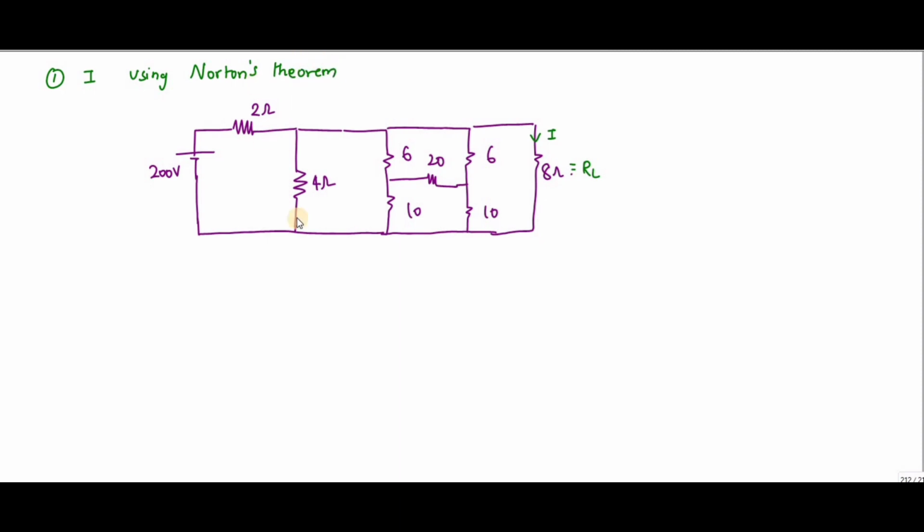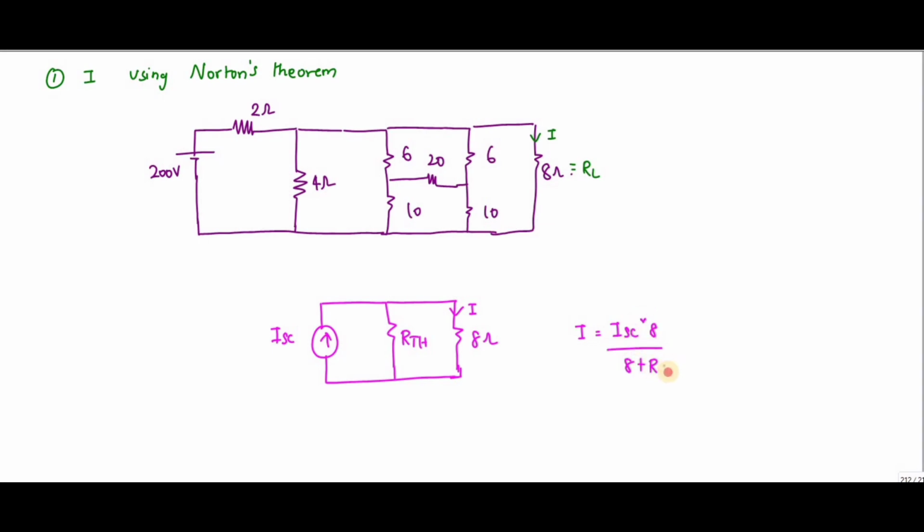You know that the equivalent circuit of Norton's theorem is ISC in parallel with RTH and the 8 ohm resistance. We need to find the current at this point. The current is equal to ISC into 8 divided by 8 plus RTH. So you need to find the values of ISC and RTH.